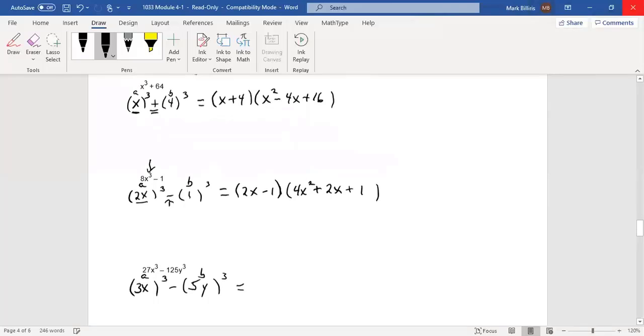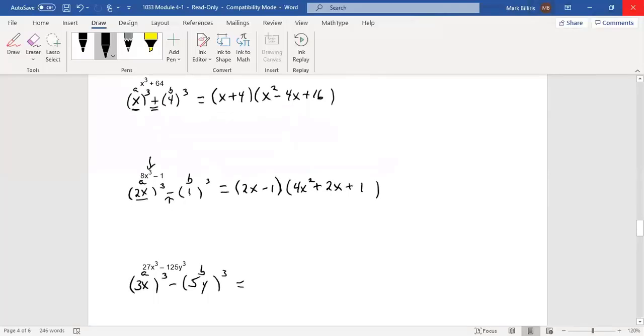So in order to follow the pattern, remember my first factor is A minus B. So A is 3x and B is 5y. Why do I have a minus sign? Because the problem starts out as a subtraction problem. Next, I follow the pattern for my trinomial. So in order to get my first term, remember it's A times A. So when I multiply 3x times 3x, that gives me 9x squared.